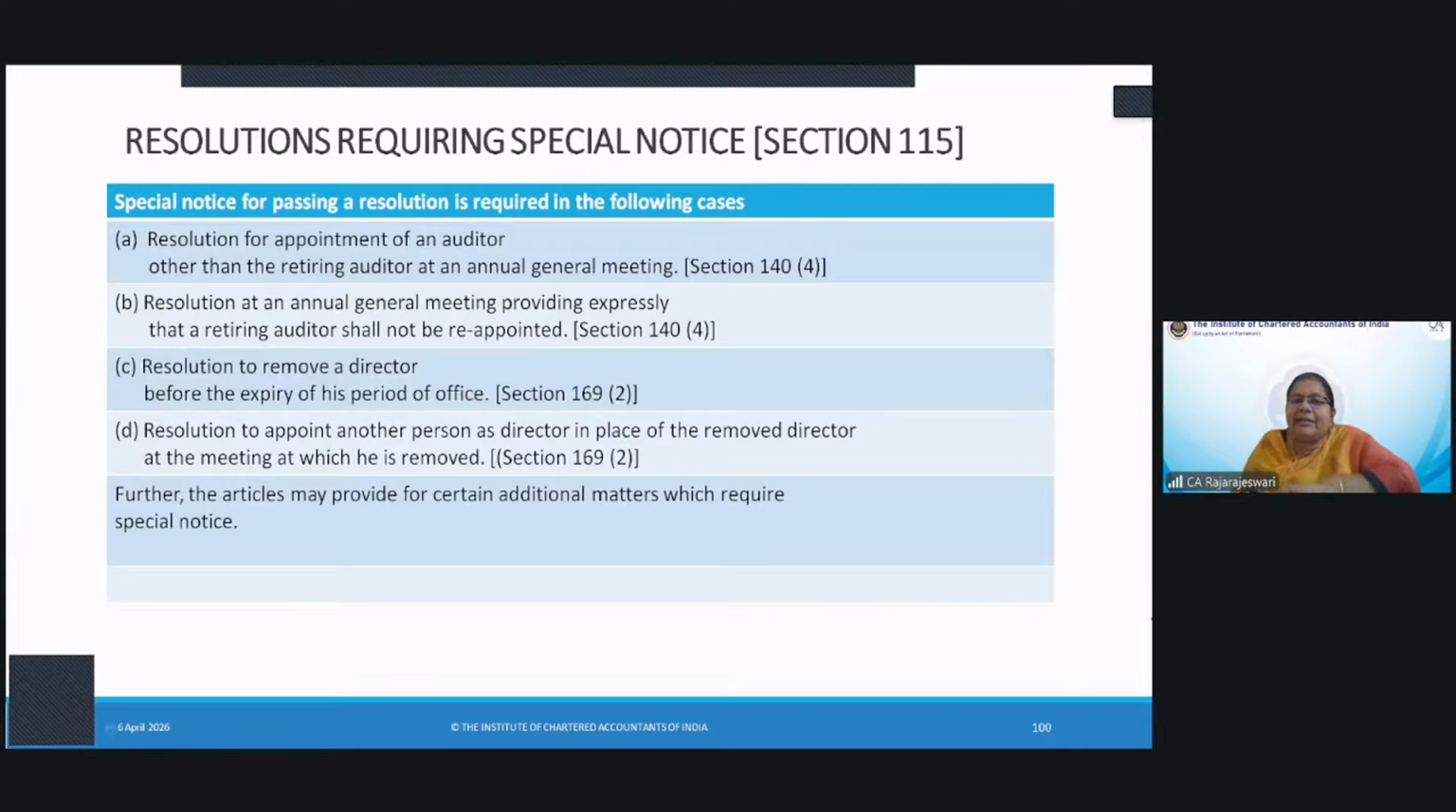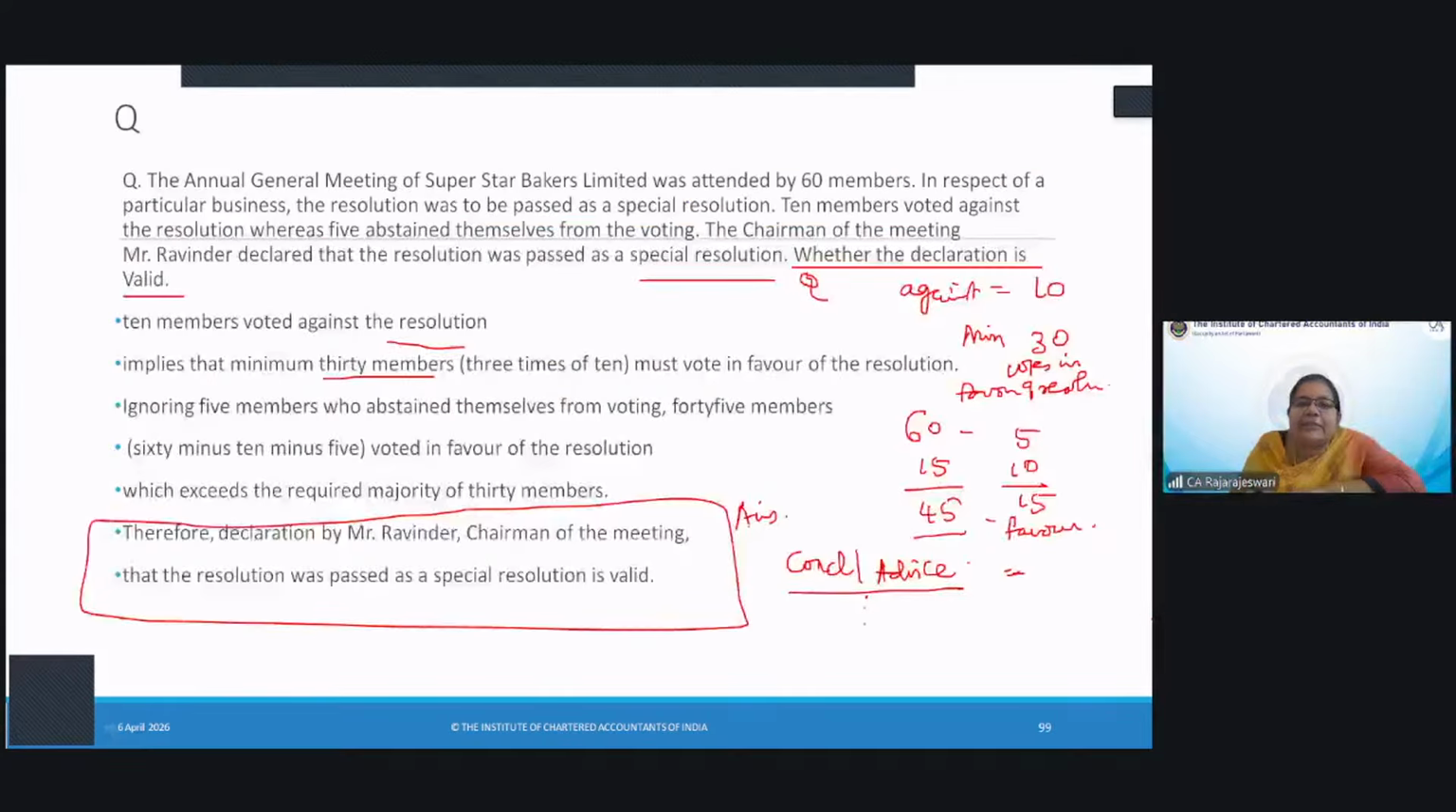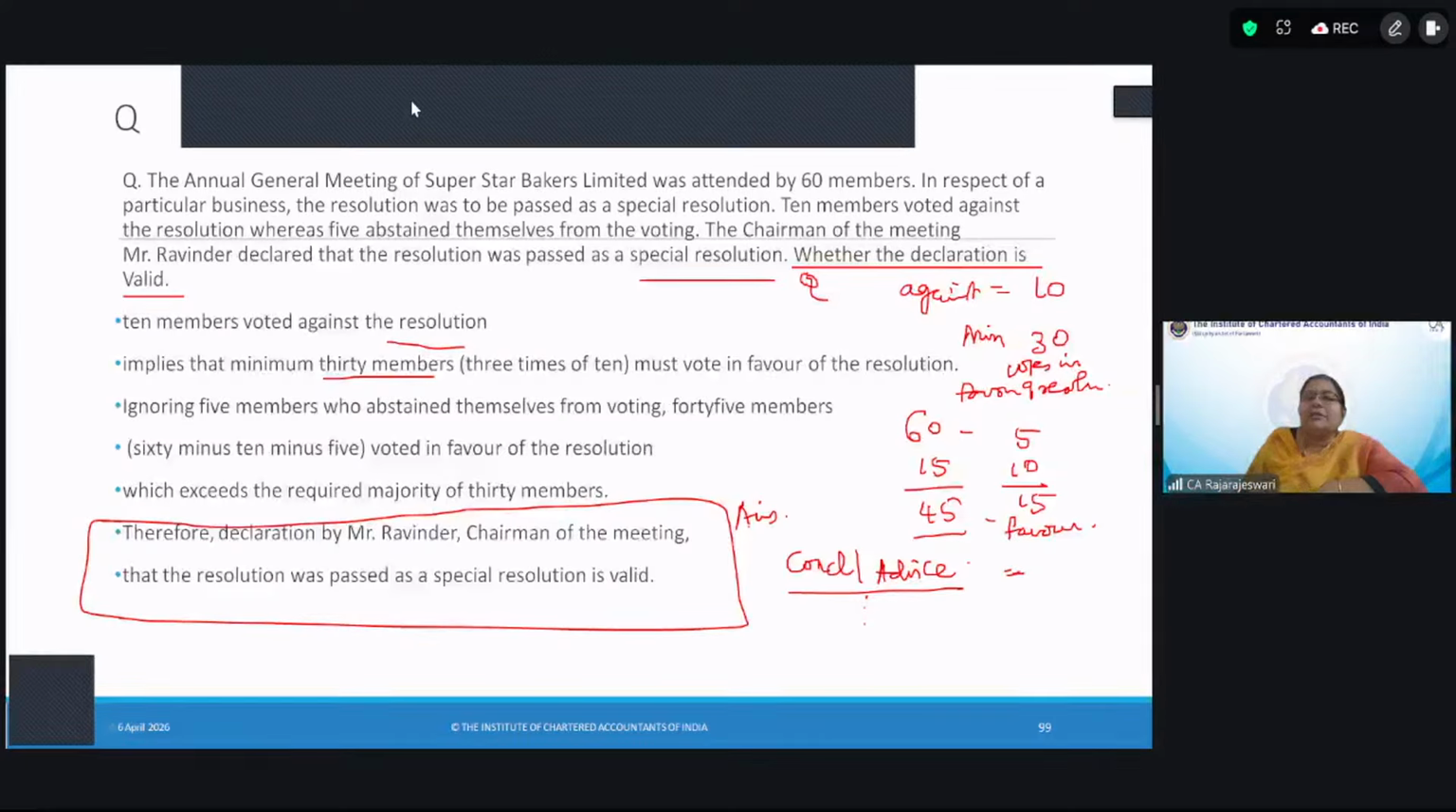Now, shall we take a break and then we shall go for resolutions requiring special notice? If you have doubts in this, you can just ask me. Or else we can take a break for 10 minutes and then we will proceed further. Okay.